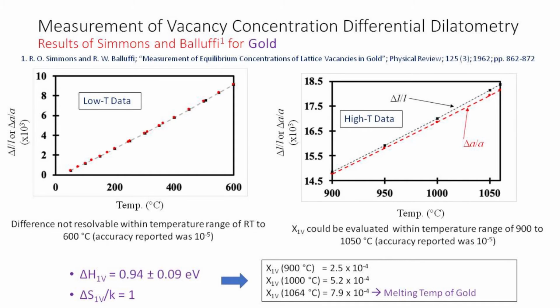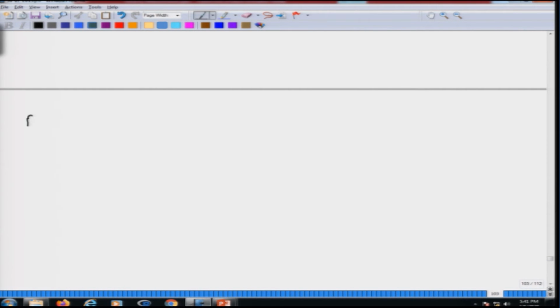With these parameters, if we estimate the vacancy concentration at 900 degrees centigrade, it is about 2.5 times 10 to the power minus 4. At 1000 degrees centigrade, it is about 5.2 times 10 to the power minus 4, and at 1064 degrees Celsius, which is the melting temperature of gold, it comes out to be around 7.9 times 10 to the power minus 4 site fractions. Okay. So, this was about the differential dilatometry. The next technique that we are going to talk about is the residual resistivity measurement.